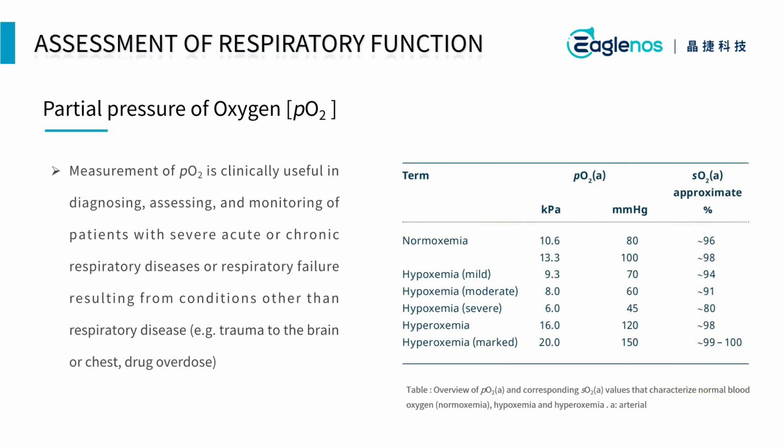Measuring partial pressure of oxygen is clinically important for diagnosing, assessing, and monitoring patients with acute or chronic respiratory conditions or respiratory failure caused by factors other than respiratory disease. For example, hypoxemia refers to decreased oxygen content in the blood, and the values of partial pressure of oxygen can help diagnose both hypoxemia and hyperoxemia.